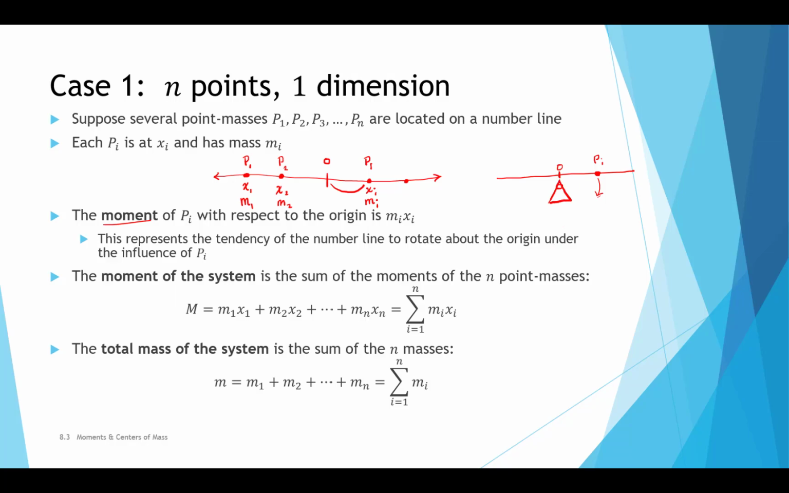We define the moment of the system, so meaning all the points together, to be the sum of the moments of the individual point masses. So capital M we're using for moment. We add up all those individual moments, and this is the same sum, just using sigma notation. And then we understand that the total mass of the system is you just add up the individual masses.